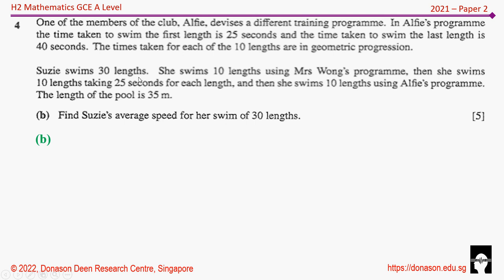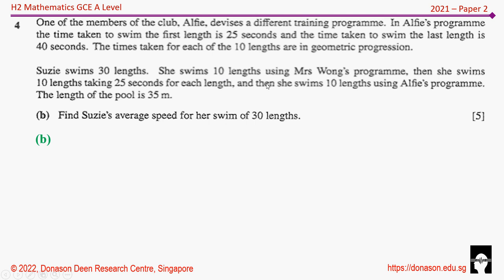Susie swims 30 lengths. She swims the 10 lengths using Mrs. Wong's program, and then she swims 10 lengths taking 25 seconds for each length. That means she is going to maintain a constant timing of 25 seconds for each length, and then she swims the 10 lengths using Alfie's program. And the length of the pool is 35 meters. So we can see she's going to use 3 programs.